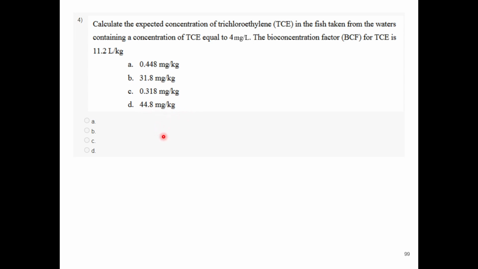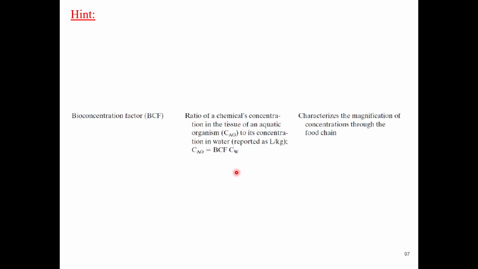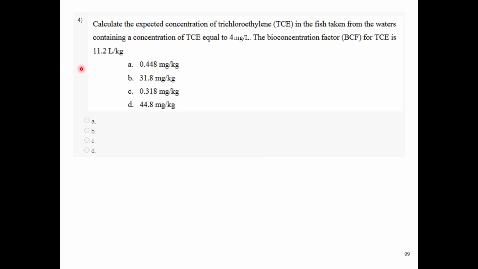Okay, so basically if you remember the last slide, we need to find out the CF value. This is nothing but equal to BCF into CW, where CW is the concentration in water. So the BCF value is 11.2 liter per kg. Concentration in water is 4 milligram per liter, for the fish taken from these waters. So it is BCF into CW. 11.2 into 4, that is 44.8 milligram per kg. So D, 44.8 milligram per kg, is the correct option.